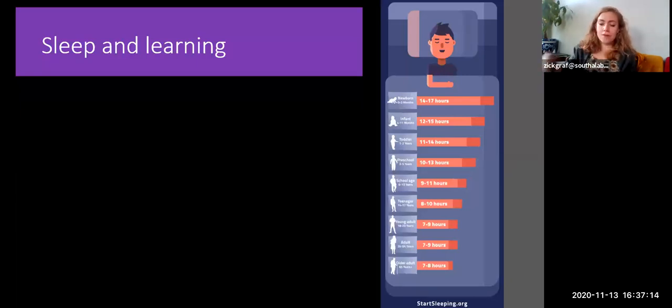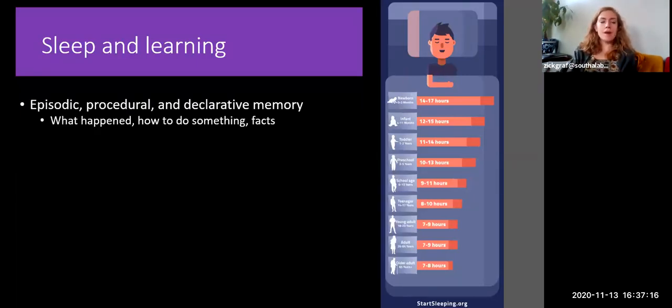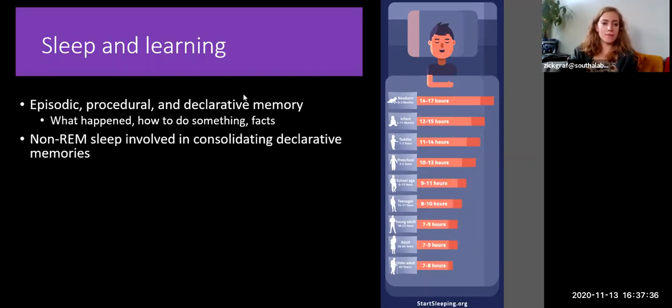Okay, so sleep is critical to learning. And just as a quick refresher, learning is another word for memory consolidation. And we have 3 different categories of memory. Episodic memory is memory of what happened to us. Procedural memory is memory of how to do something, something like a motor function. And then declarative memory is memory for facts, just objective things that we know.